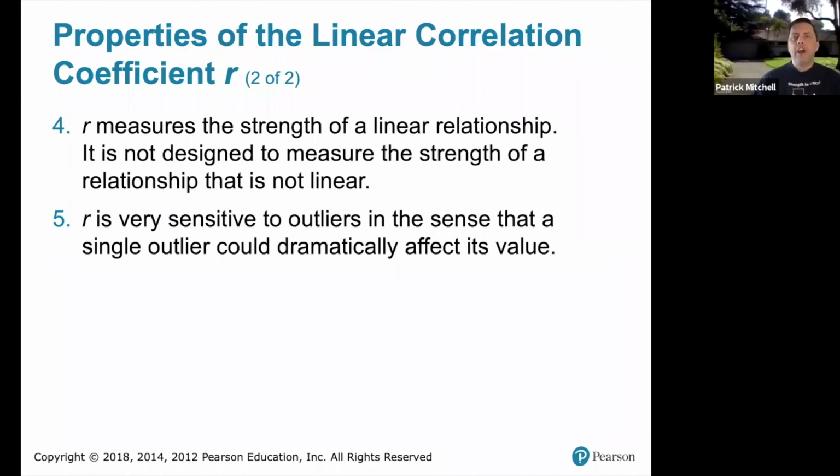R measures the strength of a linear relationship. It is not designed to measure the strength of a relationship that is not linear. So if you think back to that picture of the points lying along a parabola, that was actually a perfect quadratic correlation. A single outlier could dramatically affect its value, so we want to be careful with those outliers.